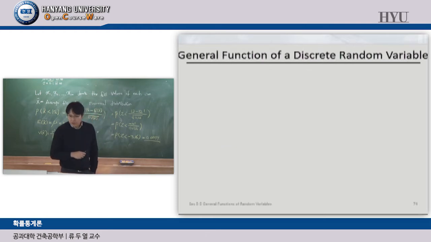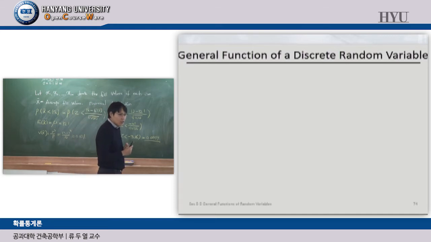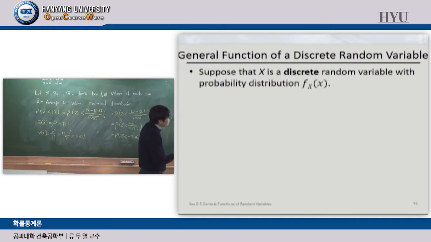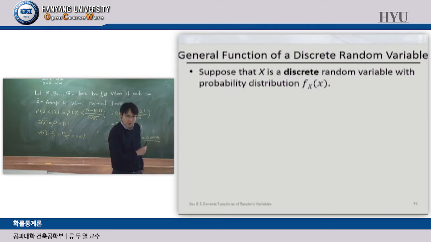So now we have two options. The first one is the discrete random variable, and also we have the continuous random variable, right? In this slide, we are going to first deal with the discrete random variable case. Suppose that x is a discrete random variable with the probability mass function fx. This means that fx is given in the example.